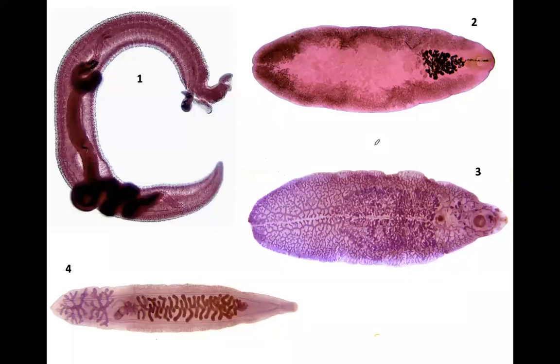Let's see. So people are saying Schistosoma adults. So it is two adults, not one adult. So Schistosoma adults in copula. So they're having sex. And then the other ones, number two is Fasciolopsis buski because it does not have a cephalic cone. And the rest. The other one is Clonorchis sinensis and Fasciola hepatica as number three. Great.